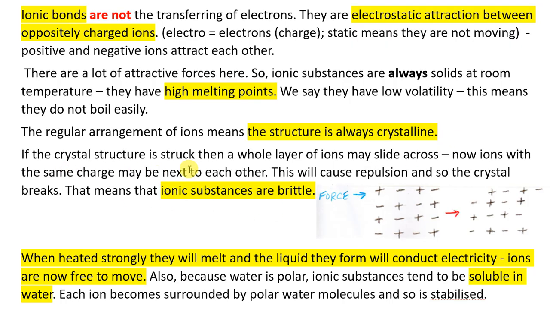Now, if the crystal structure is struck, a whole layer of ions can slide across. And if I look at my little diagram below, plus and minus to show positive and negative ions, ordered so that the positives are surrounded by negatives, the negatives are surrounded by positives, but just a gentle tap will cause a layer of ions to move. Now I have positive opposite positive, negative opposite negative. Repel. The crystal breaks. That makes the crystal brittle.